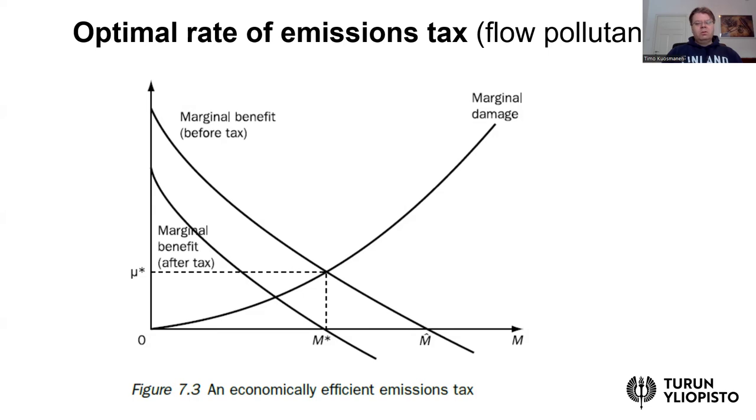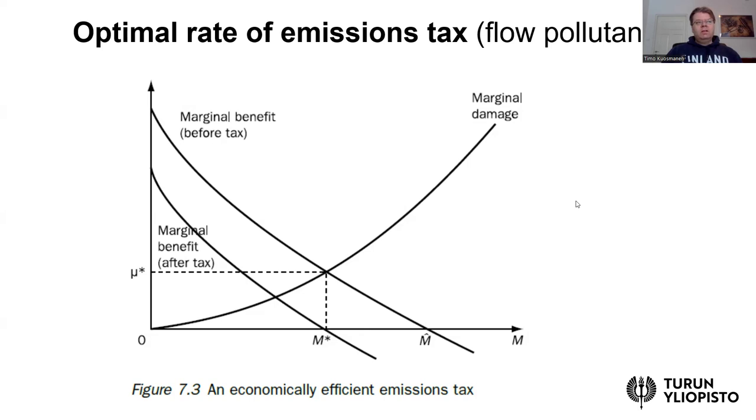Of course, it's also possible to do some kind of trial and error, introducing first perhaps a smaller tax, and then increasing it gradually over time if it doesn't lead to sufficient reduction immediately. But of course it would be helpful to have some kind of information about the marginal damage and marginal benefit.